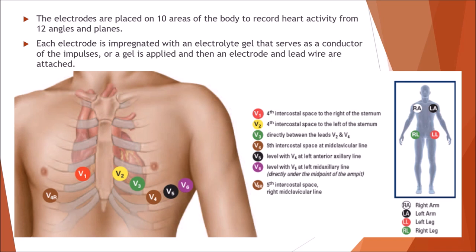So first off, let's start with the very, very easy ones, and these are going to be the limb leads. You're going to have a right arm, a left arm, a right leg, and a left leg. Now, technically, you can put these anywhere on the arm. As long as it's a nice, fleshy area, you can put it. So you'll see some people put it maybe on the bicep. Some people put it on the hand, on the forearm. Those you can place anywhere, really.